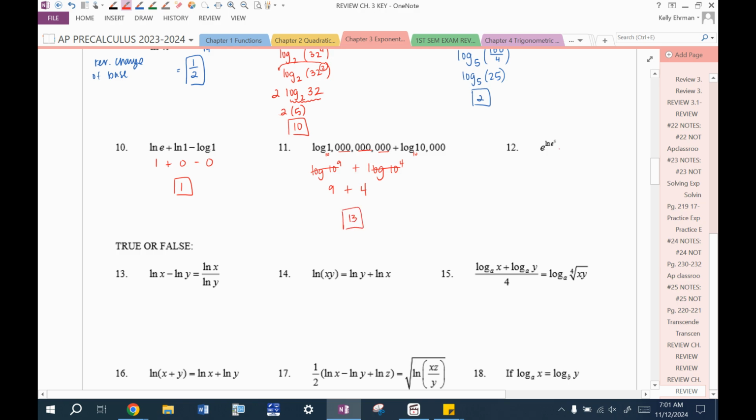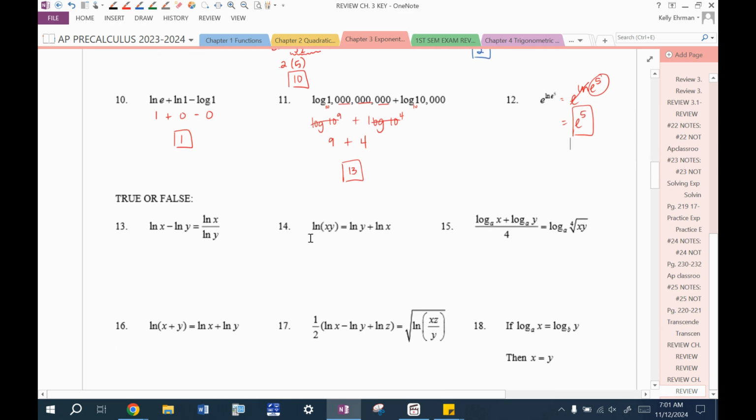I can't quite read what this says. I think this says natural log, e to the natural log of e to the 5th. So you can cancel out the e to the natural log, and you're left with e to the 5th.